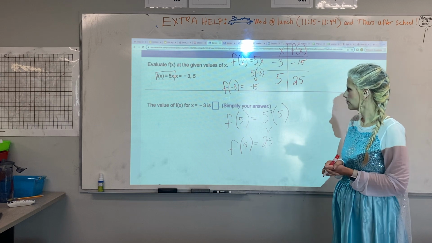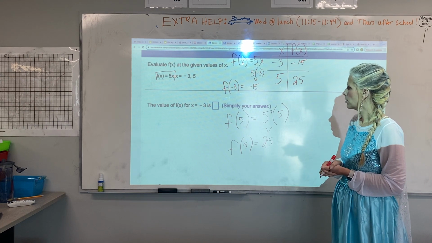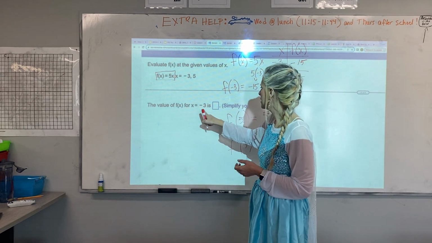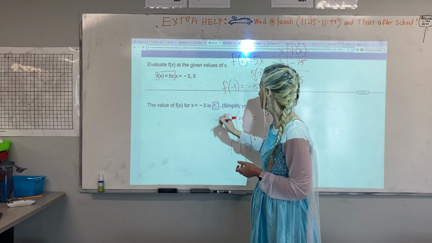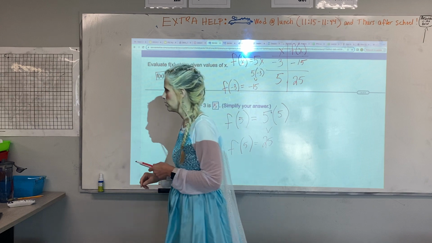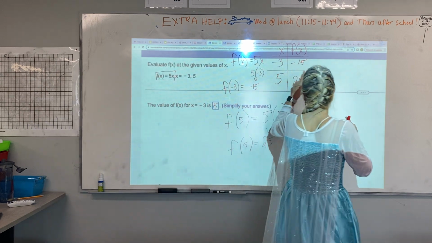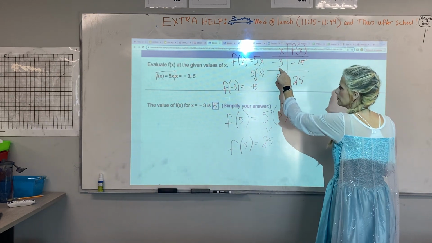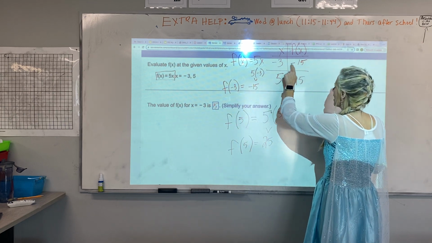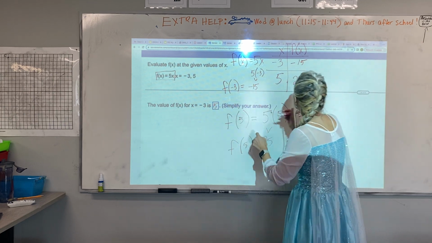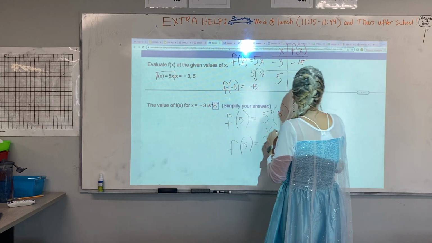Where did the 15 go? The 15 is the answer for when x equals -3. That would be -15. See how I charted it up here? When I put in a -3, which is the first question that they're asking, I get out a -15. Whoops, that's supposed to be -15.